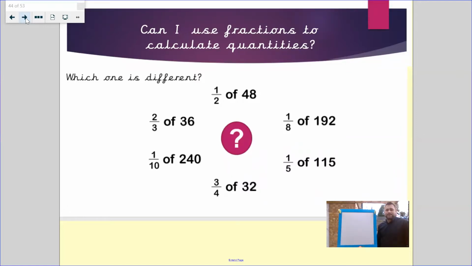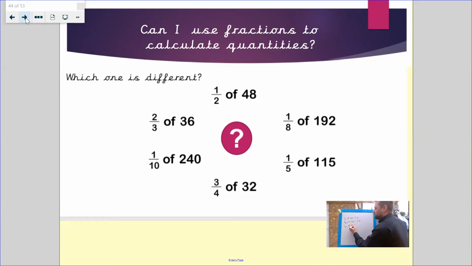So what we need to do is calculate very quickly what these all are. So half of 48 is equal to 24. Okay, 2/3 of 36. How many 3s go into 36? It's 12. Times that by 2 also gives us 24. So they're the same.